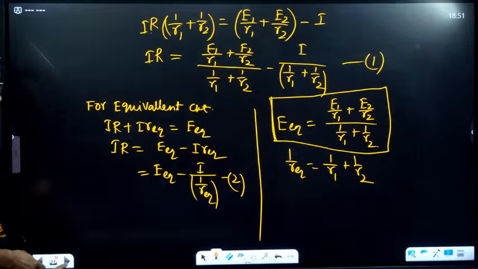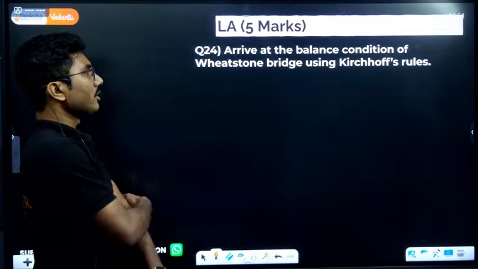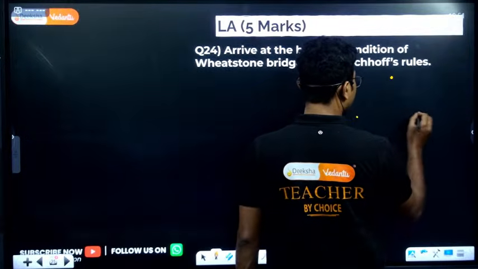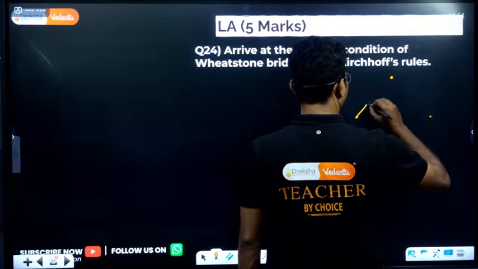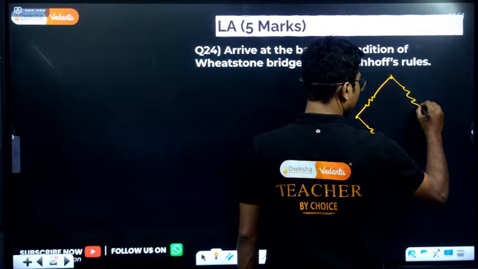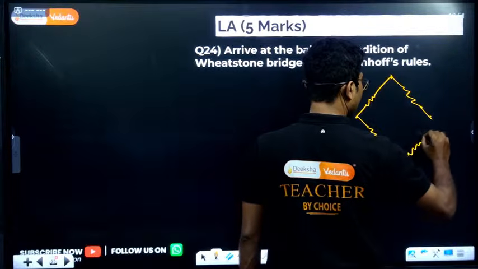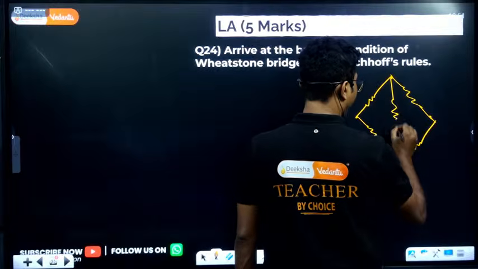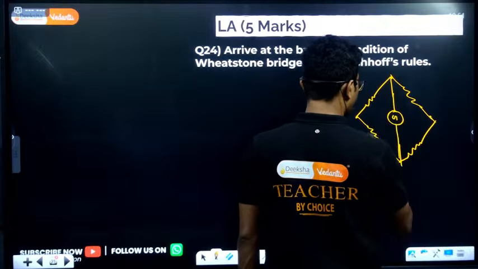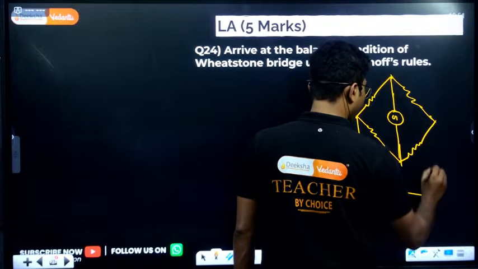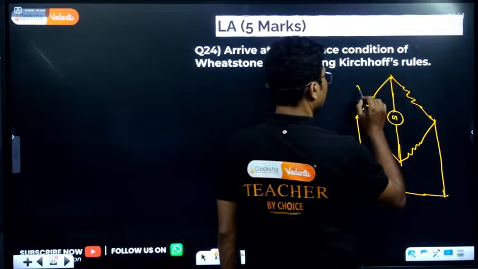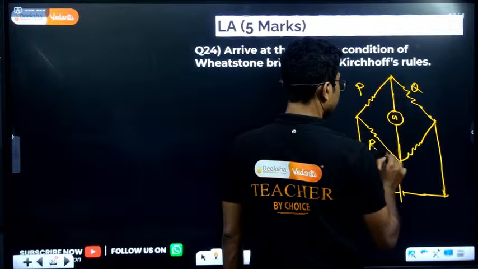Okay. Now next, arrive at the balanced condition of Wheatstone bridge using Kirchhoff's rules. This is also super duper important. What is Wheatstone bridge? Wheatstone bridge is like this, like Kaju Katli. This looks like Kaju Katli with the central part being added with a galvanometer. Now this is P, this is Q, this is R, this is S.